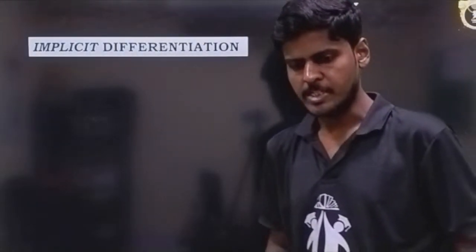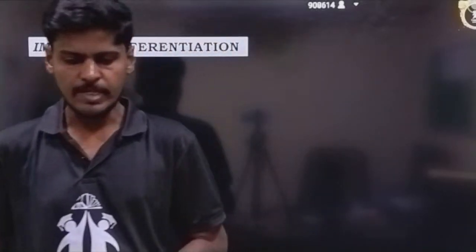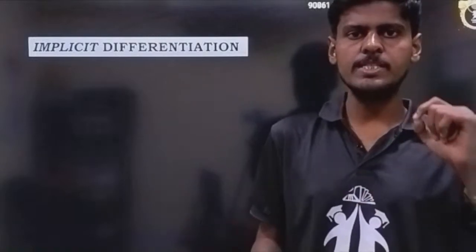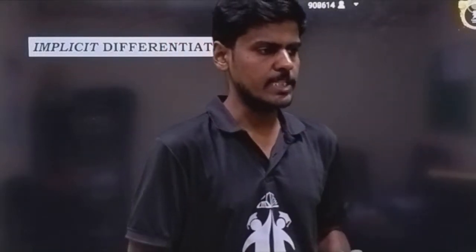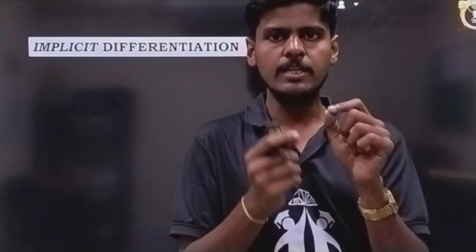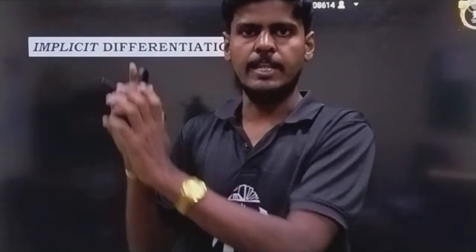Next method of differentiation is implicit differentiation. Now what is implicit differentiation? What is an implicit function first? There are two types of function. One is implicit, another one is explicit. What is an implicit function? Any function is called an implicit function if we cannot write one variable exclusively in terms of another variable.